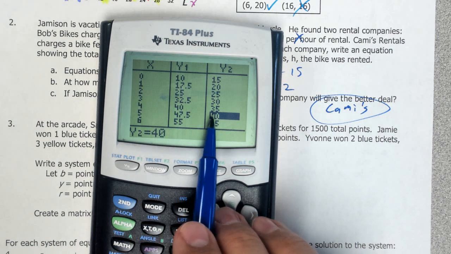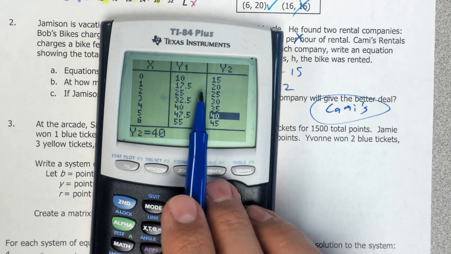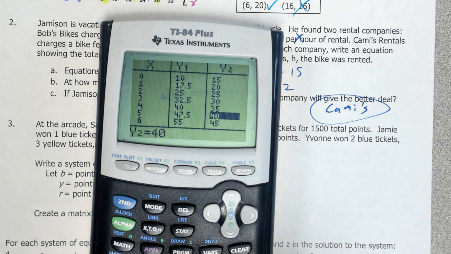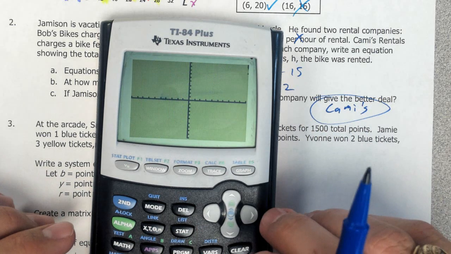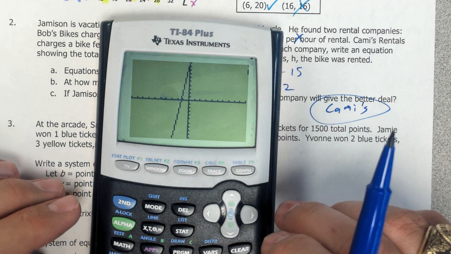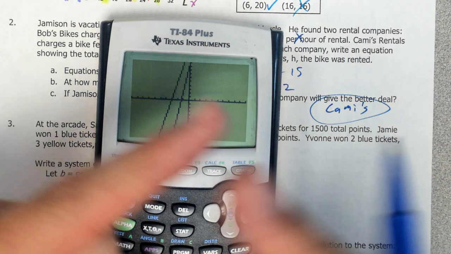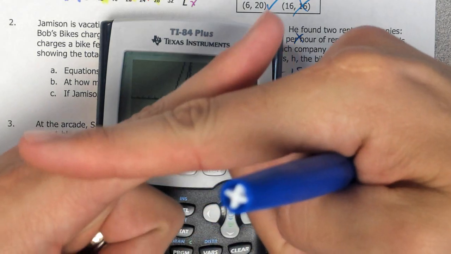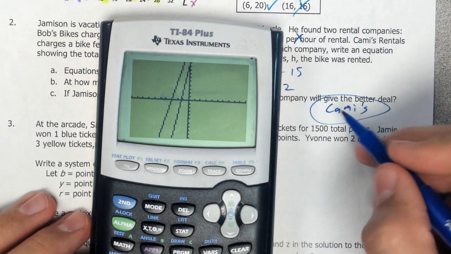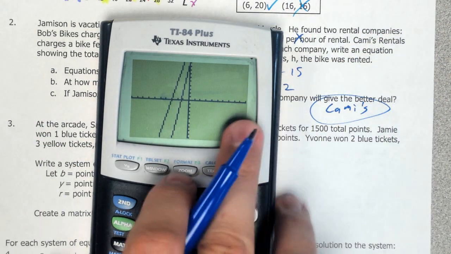Anything past 2 hours, Cami's is cheaper. Anything less than 2 hours, Bob's is cheaper. That's what the system shows us. Let me just look at the graph of this real quick. It's going to show them intersecting like this. Anything before, Bob's is cheaper. Anything after that intersection, Cami's is cheaper.